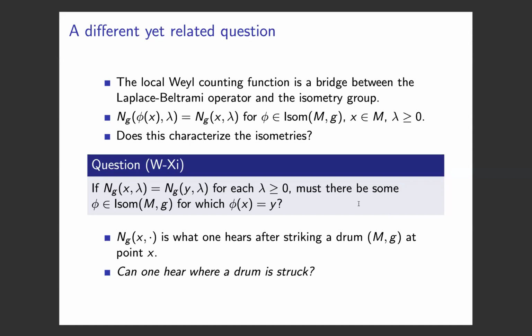And it has a pleasantly musical interpretation. I mentioned before that the local counting function is the information that one hears when you strike a drum at the point x. So another way to phrase this question is, can one hear where a drum is struck? Which is an homage to Kac's question, can one hear the shape of a drum? Except instead of using the spectrum to identify the isometry class of a manifold, we're using the local Weyl counting function to characterize the isometry group of a manifold.